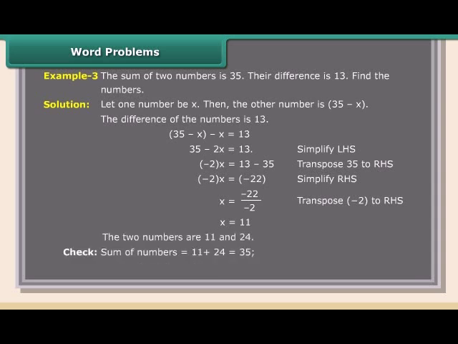Check. Sum of numbers is equal to 11 plus 24, which equals 35. Difference of numbers is equal to 24 minus 11, which is equal to 13. Hence, the answer is correct.